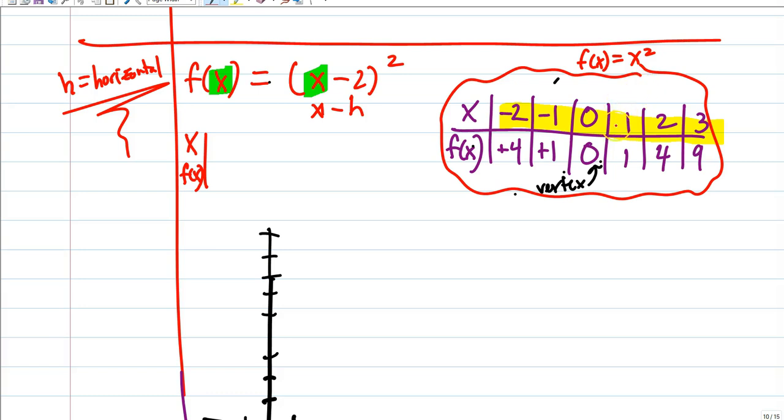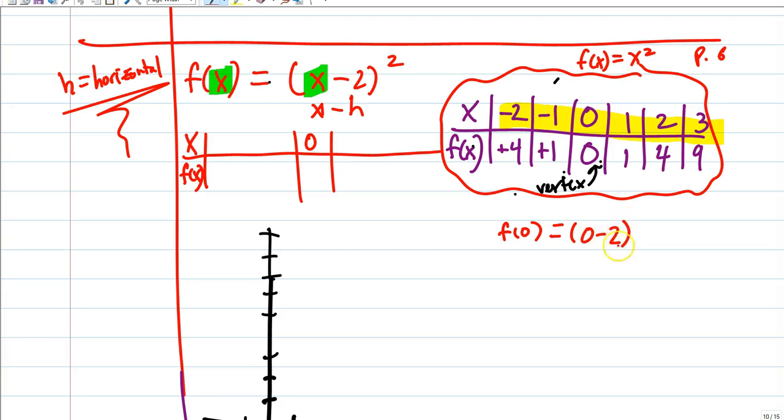So here is our parent graph up here. That's our parent graph, PG, okay? What happens when I plot some points here? For instance, let's try 0. Well, f of 0 is no longer just going to be 0 squared. It's going to be (0 minus 2) squared. 0 minus 2 is -2. -2 squared is positive 4. This graph is different, isn't it?